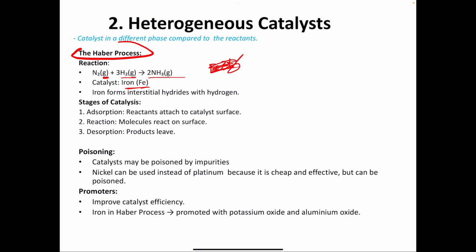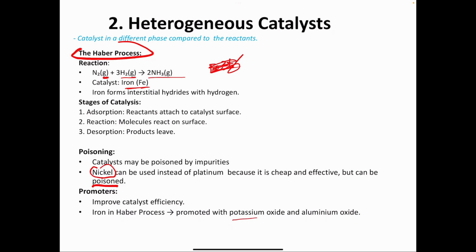Problems with using some of these catalysts is that they can be poisoned by impurities. For example, nickel can be used instead of platinum because it's cheaper and effective, but it can be poisoned, and that could lead to problems, although it's cheaper. Some scientists overcome this by using promoters to improve the catalyst efficiency. For example, iron in the Haber process is promoted using potassium oxide or aluminum oxide.